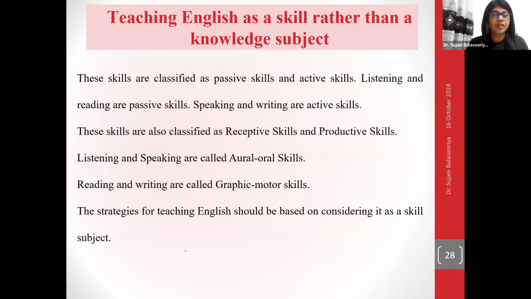Yeah. The strategies for teaching English should be based on considering it as a skill subject. This is the important line. This is the idea you need to take into consideration here. The strategies for teaching English should be based on considering it as a skill subject. Otherwise, if you teach English to your students, just like considering it something like mathematics or science, like taking English as a content subject, it will not be successful.